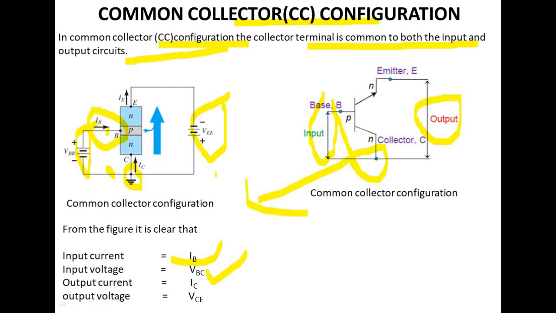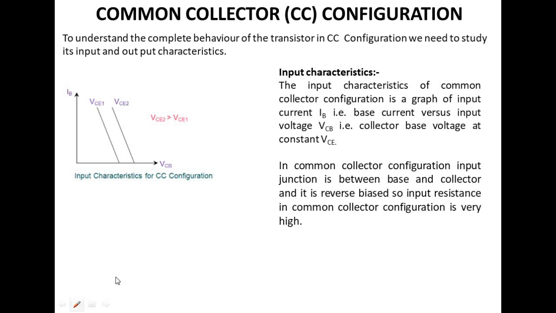Now come to the output current. From the figure it is clear that IC is the output. IC will be the output current, and the voltage between collector and emitter will be called the output voltage. To understand the complete behavior of the transistor in common collector configuration, we again need to study two types of characteristics, that is input characteristics and output characteristics.